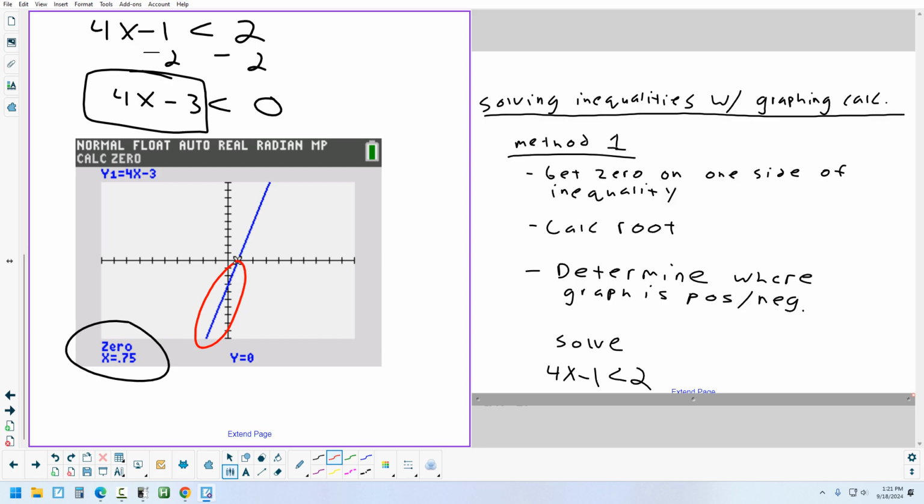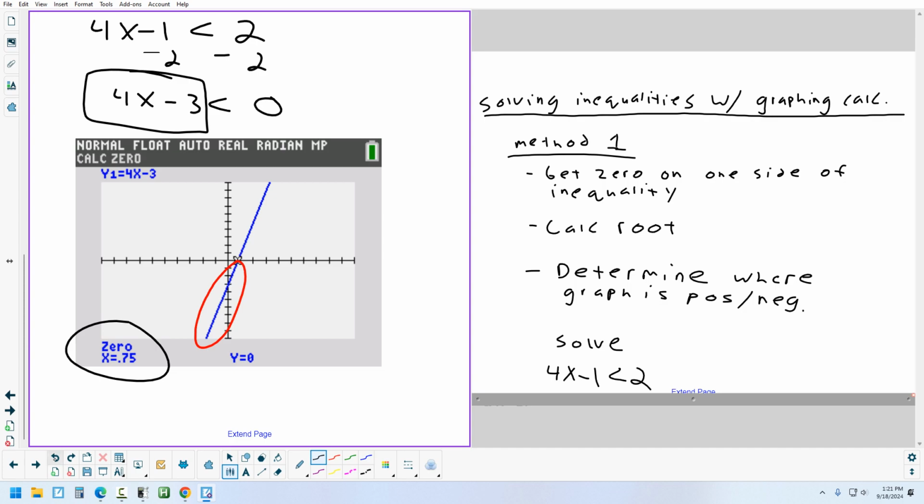Lower. Yeah, if you pick one higher, let's say you pick 2, 2 is like way up there. That's not on the section of line we want to be on. Pick a number lower than 0.75. Try -1. -1, it's like you're way down there. That's what you want.